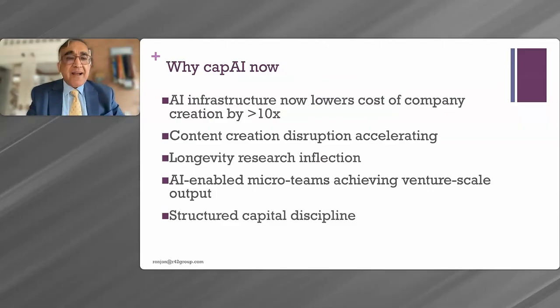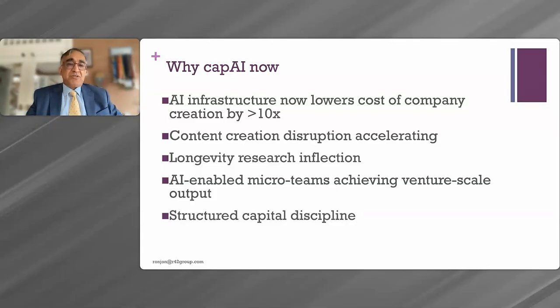Why capAI now? Why should you be thinking about it? We're living at an inflection point right now in society. Society is going to be changed at the most rapid scale right now. The cost of creating companies has dropped 10 times, possibly 50 times. What can be done with 30 people can be done with 3 people.